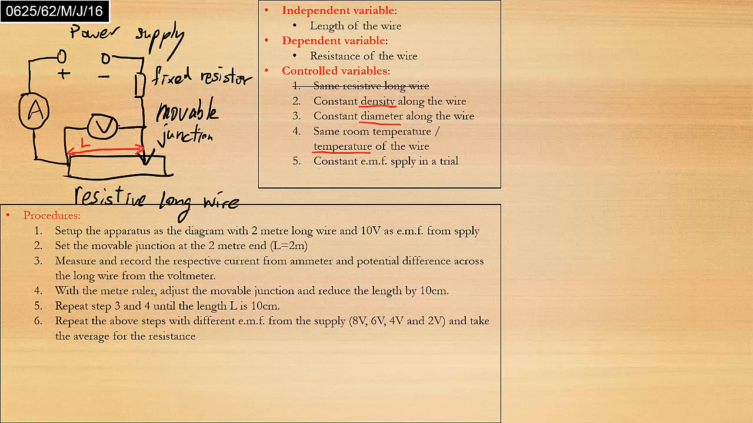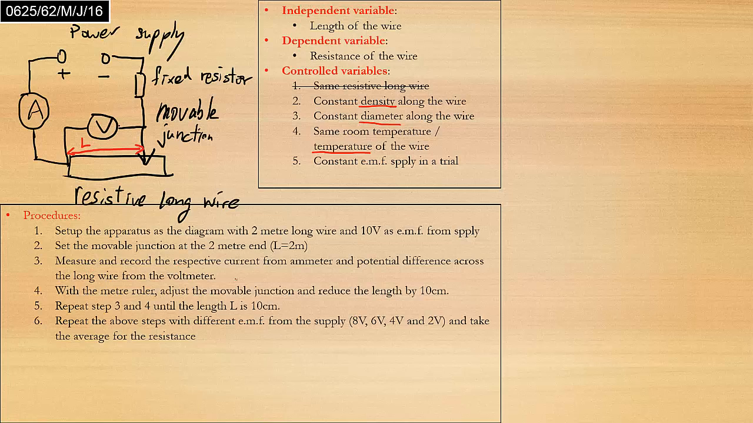Procedures. So simply you set up the apparatus in the diagram. You should always say that. And here I set a 2 meter long wire, because you know it's a long wire, right? And then you start with a certain voltage. Here I would use 10 volts, so it's more like a usual voltage you use. And then I start at the longest end, which is 2 meters, so using the symbol L will be very useful here, so that you can immediately let the reader know you're talking about this side.